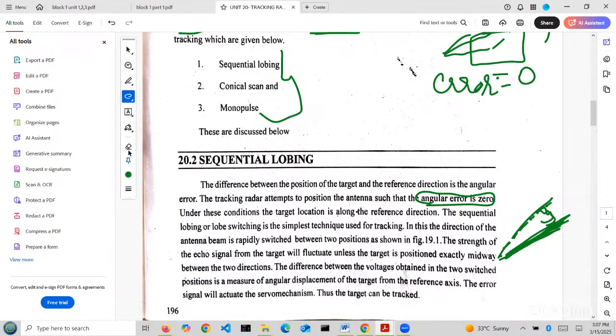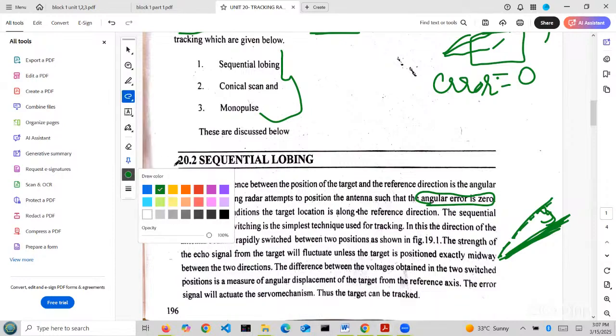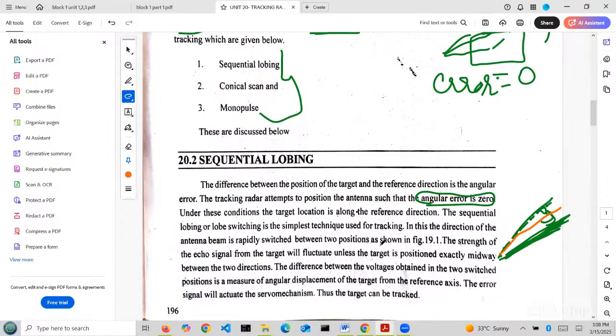If the error is 0, the original angle and the reference angle are both on the same axis. The original one and the reference are to be in the same axis. Under these conditions, the target location is along the reference direction.